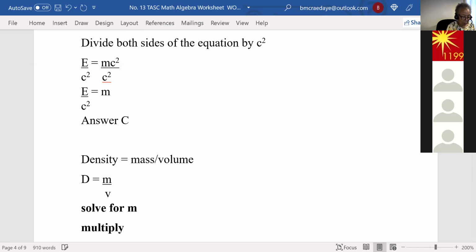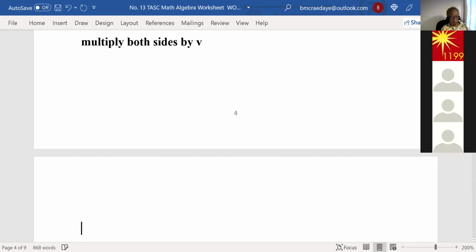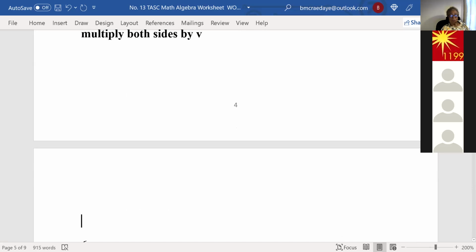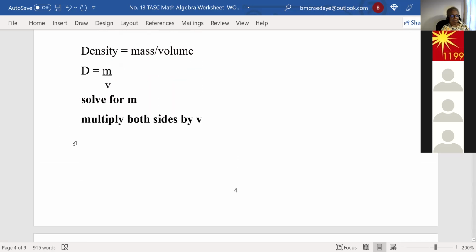Multiply both sides by V. And if you do that, what do you get? What is M equal to? What is M equal to if you multiply both sides by V? Okay, multiply both sides by V. Yeah, so what do you have left? Both sides by V. M would be equal to what? D? What would it be, Maureen? D?